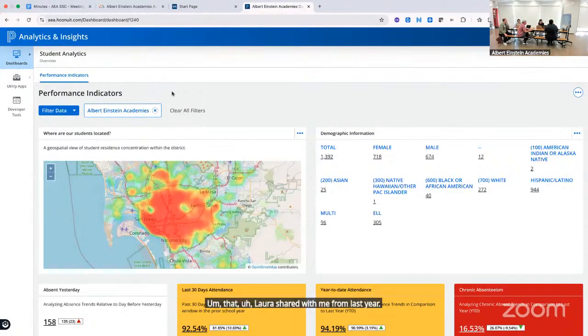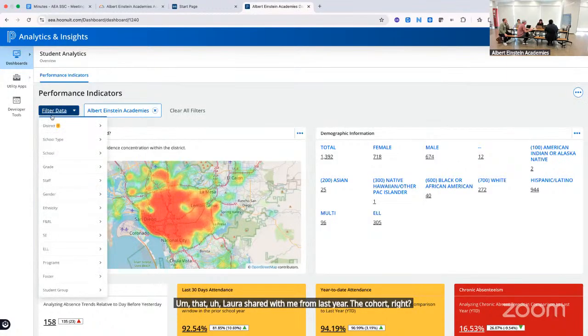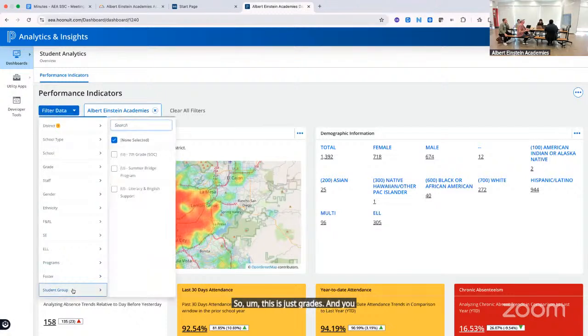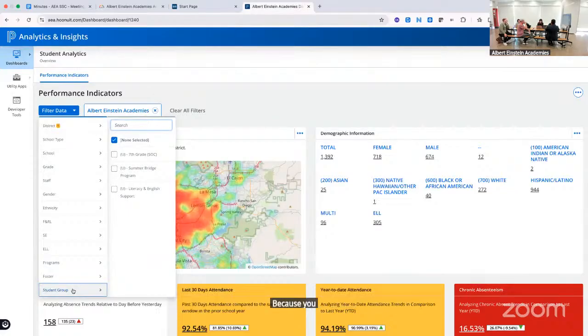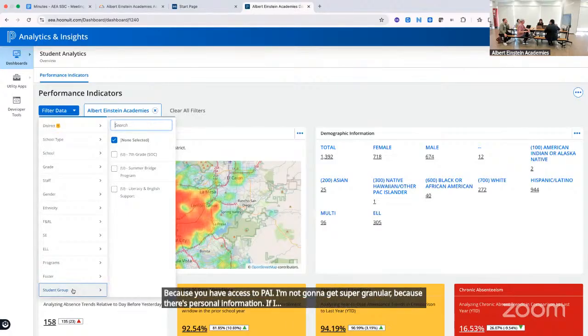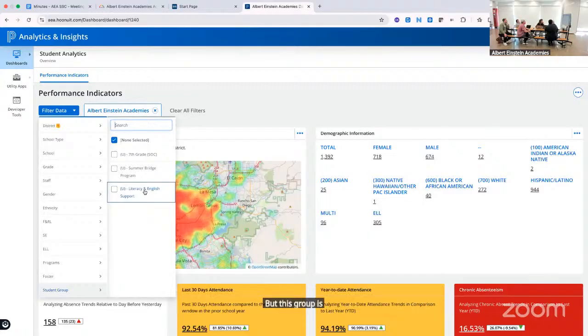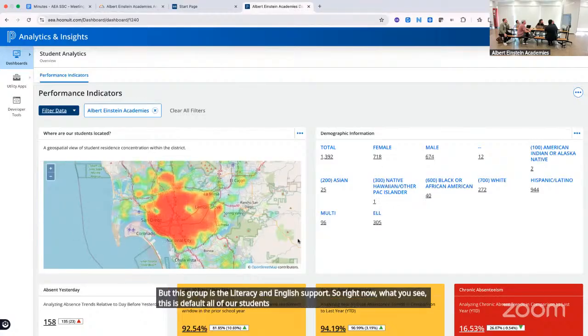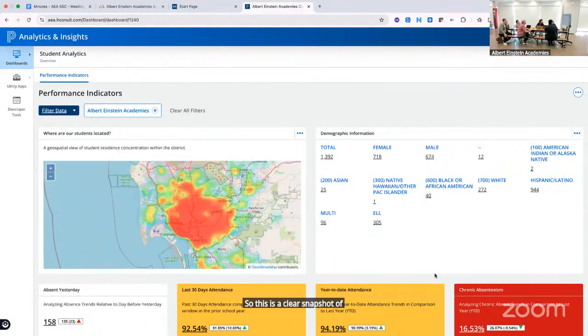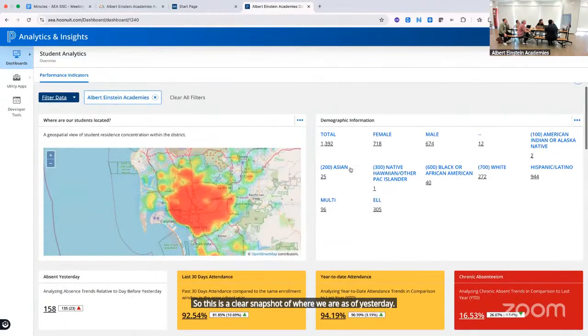Oh, so the cohorts. Yes, the cohort, right? So this is just grades, and you'll see the student group. If you're a teacher, you have access to this, by the way, or you're an educator on Einstein, because you have access to PAI. I'm not going to get super granular because there's personal information if I click too far, and this is public right now. But this group is the literacy and English support. So right now, what you see is the default, all of our students. This is a clear snapshot of where we are as of yesterday. This is about 24 hours late.